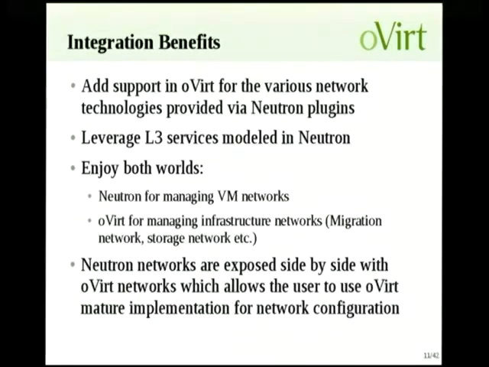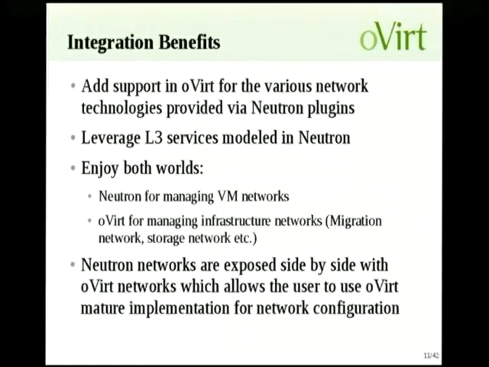So basically, Neutron has all these. We want to use it. And also the layer 3 services. Orbit really doesn't have any layer 3 capability in this regard. I want to have IP addresses for the VMs and stuff like that.